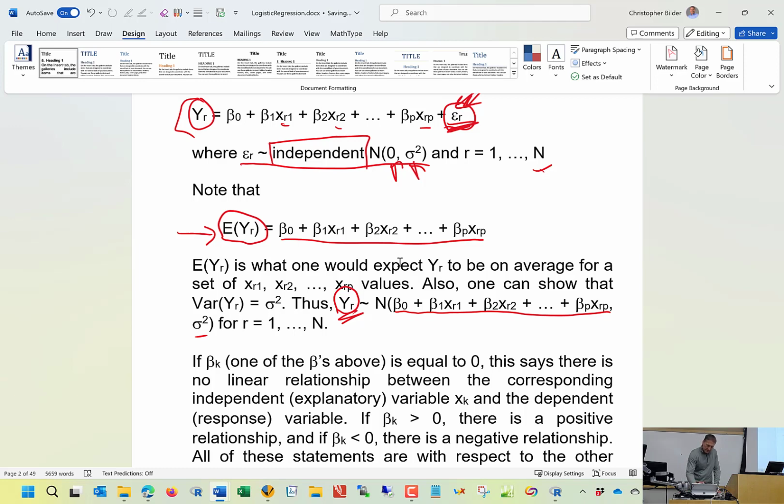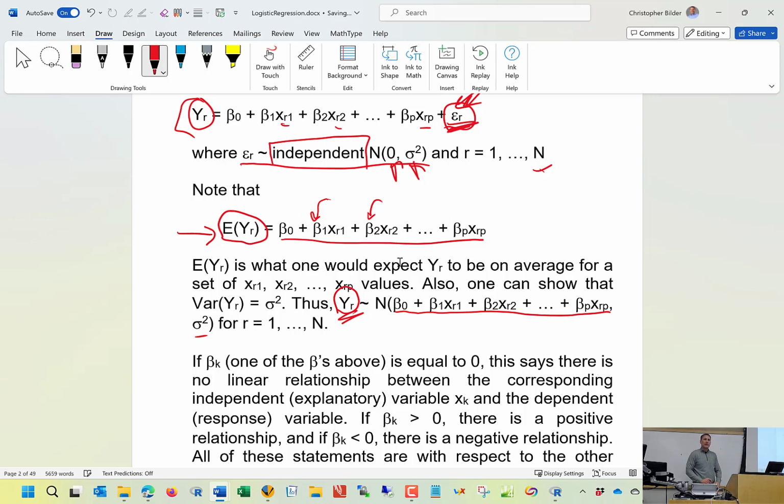Now, with regression analysis, we're very concerned about what these betas are. Because notice if beta 1 was equal to 0, that means x1 essentially disappears from the model. There's no relationship between x1 and y. If beta 1 was greater than 0, that says we have a positive relationship, meaning as x goes up, y goes up. Negative, as x goes down, y goes down.